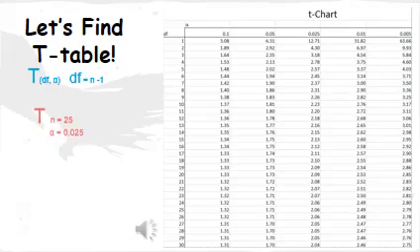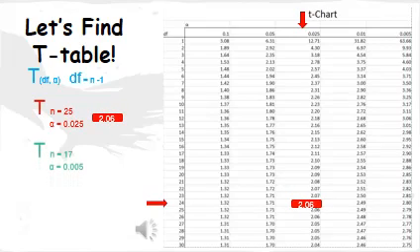In the first problem, you have n being equal to 25, which makes your degrees of freedom 24. Starting at the 24, move to the right till you reach the alpha column of 0.025 to find your answer at 2.06. The second problem starts out with 17 as your sample size. Subtract 1 to start out with 16 degrees of freedom. Go all the way to the right to the 0.005 alpha column and find 2.92 to be your answer.